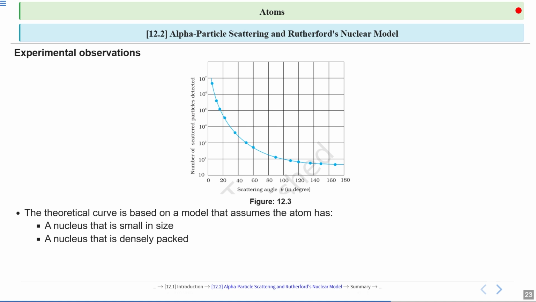Second, the nucleus is not just small but also extremely dense. It contains almost all the mass of the atom packed into a tiny volume. For example, if you could compress the mass of a person into nucleus-size space, it would weigh the same but be invisible to the naked eye. Finally, the nucleus carries a positive charge. This is important because it explains why a positively charged particle like an alpha particle is repelled when it comes close to the nucleus in the experiment.